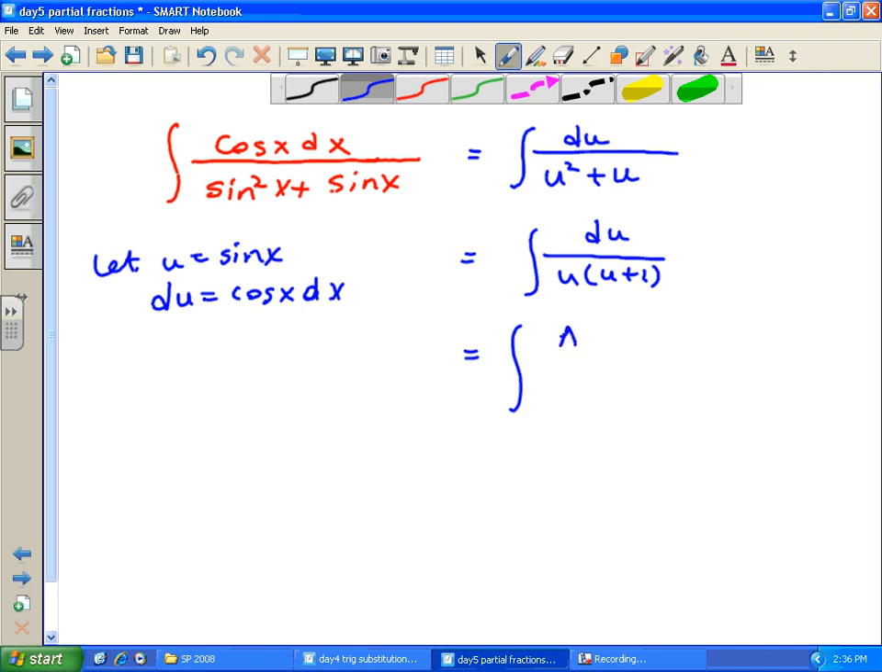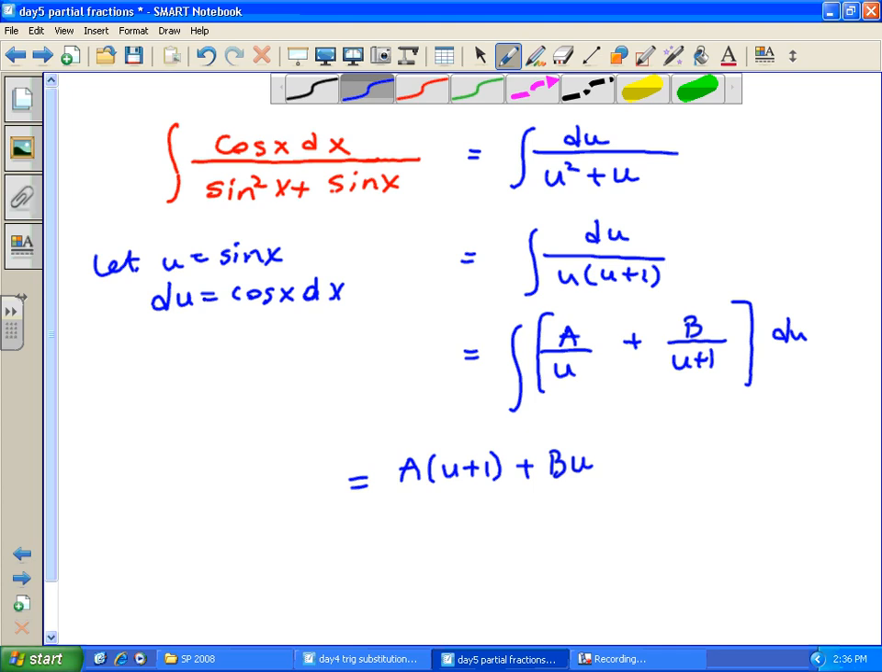So we're going to have a over u plus b over u plus 1, since both of these fractions have linear denominators. We just need a constant in the numerator. And again, as always, we need to get common denominators. So multiply the first fraction, top and bottom, by u plus 1, and the second one by u. And since the denominator of the right-hand side will be the same as the denominator of the left-hand side, we just set the numerators equal.